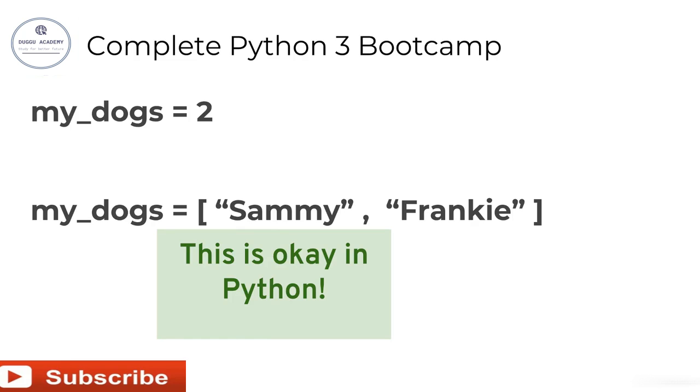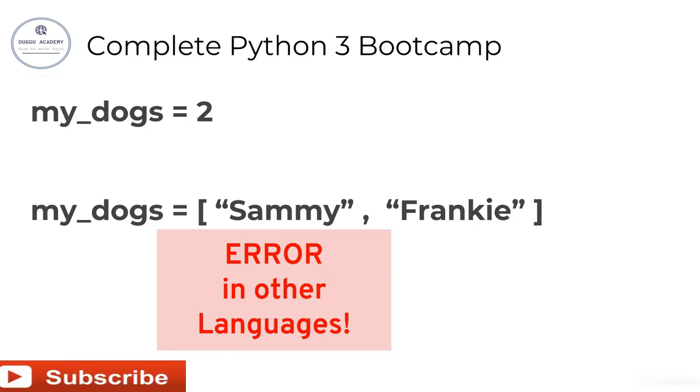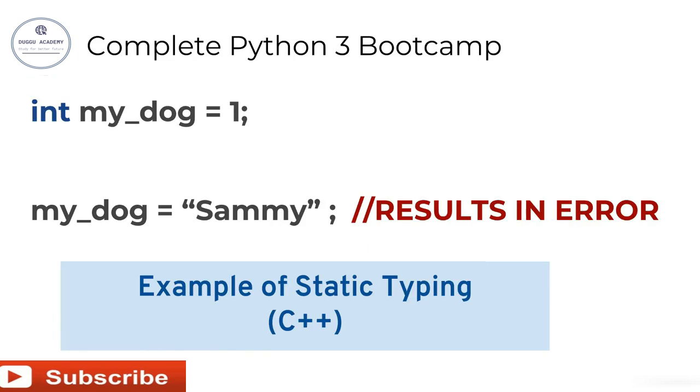Now that's totally okay in Python, but in other languages that would produce an error. And that's because these other languages are statically typed. Meaning, in the other language, such as C++, you'd have to say int for integer, and then say my_dog is equal to whatever integer value you want, such as 1. And then later on in your code, you would not be able to assign it a different data type. You would not be able to say my_dog is equal to Sammy because that's no longer an integer, and that would result in an error.